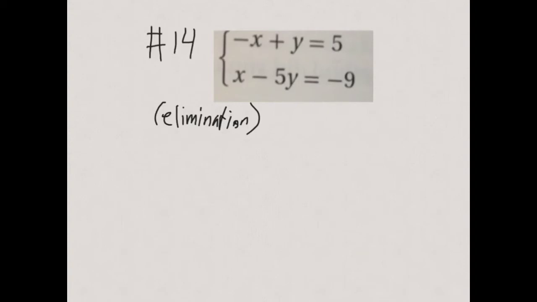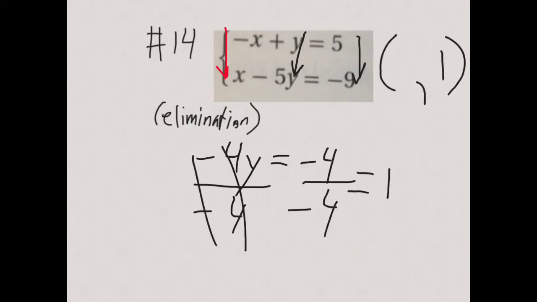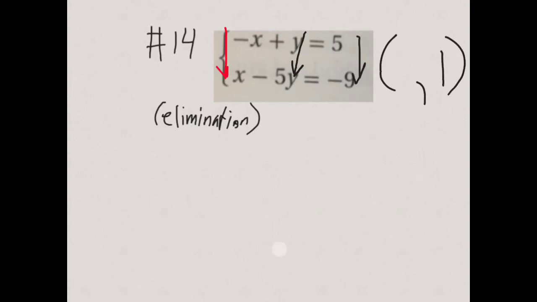Now, when I add straight down right here, negative x plus x, that's like x minus x, that cancels out. Then when I add right here, y minus 5y gives me negative 4y. And then right here, 5 minus 9, negative 4. Let's divide by negative 4 on both sides. Y equals 1. So I don't get lost, let me write my first part of my ordered pair, y equals 1.